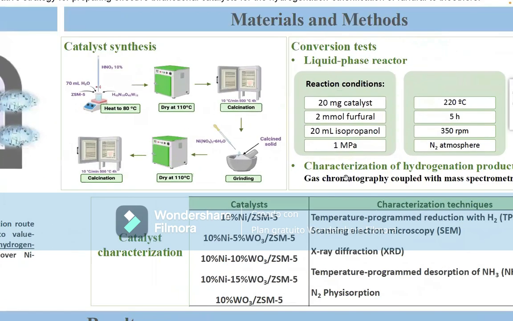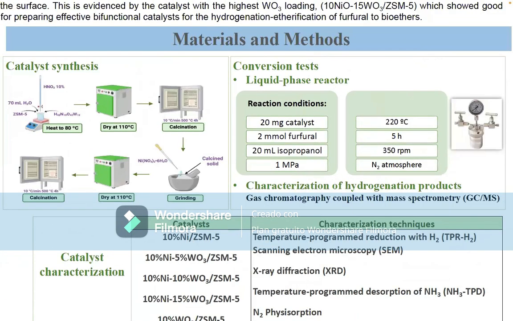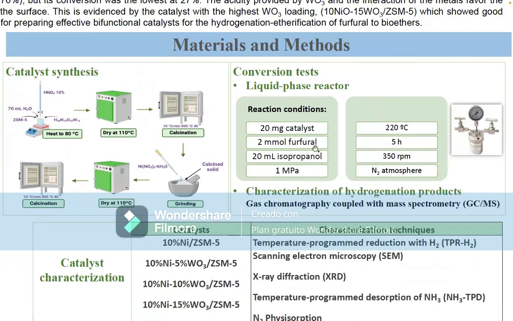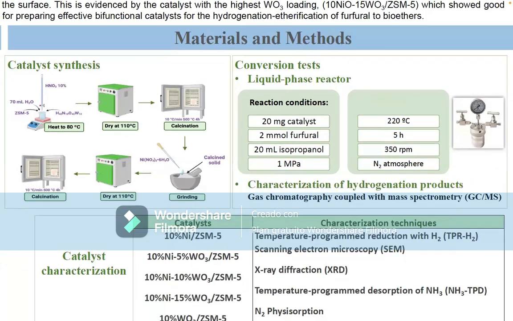Catalytic reaction. The reaction was carried out in a batch reactor with 20 milligrams of catalyst, 2 millimole of furfural, 20 milliliters of isopropanol at 220 degrees Celsius under nitrogen atmosphere, 350 RPM, and for 5 hours. The products were analyzed using gas chromatography mass spectrometry.